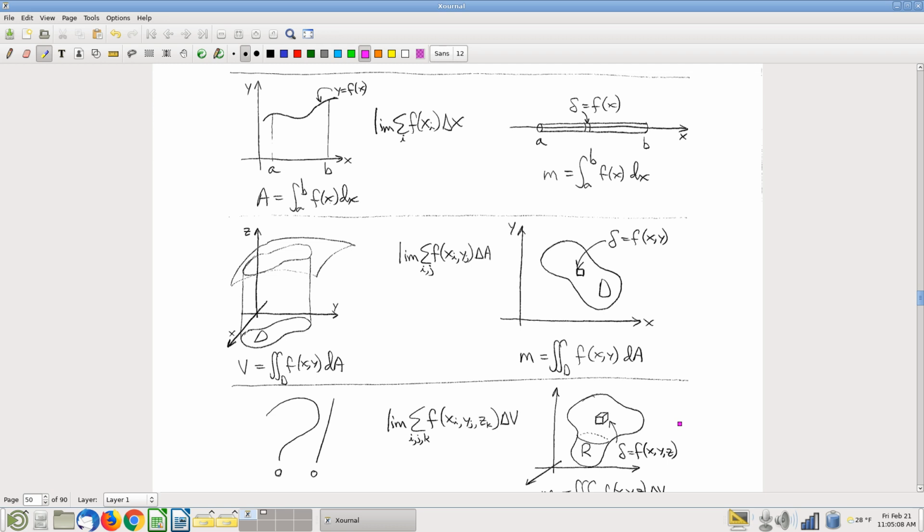So for one thing, it's very important to understand that these pictures are not the definitions of integrals. Integrals are not defined as area under the curve or volume under the surface. That is not the definition. That's important for application reasons. It's important that the definition of an integral is Riemann sums.